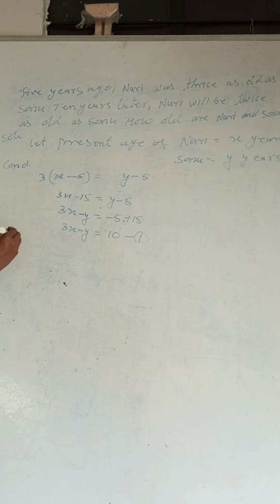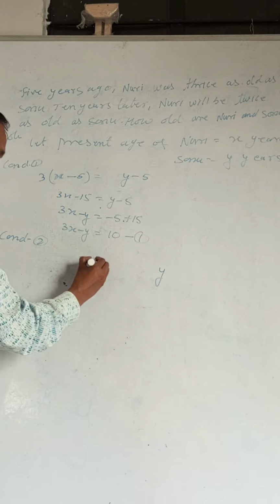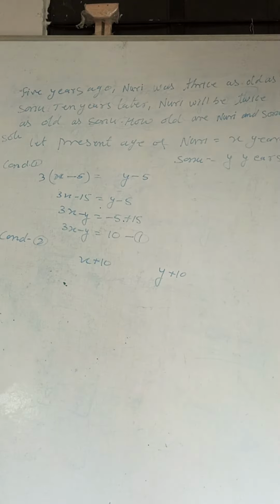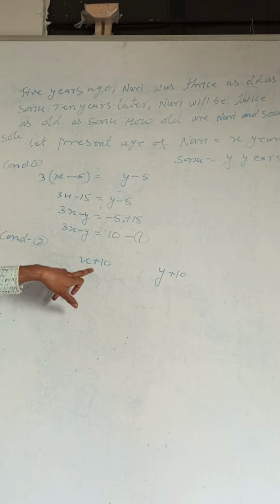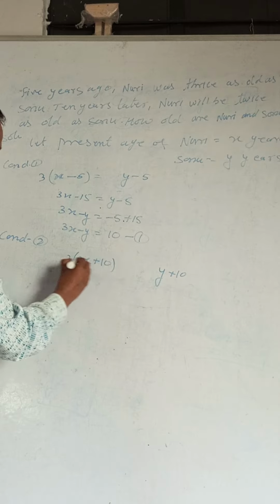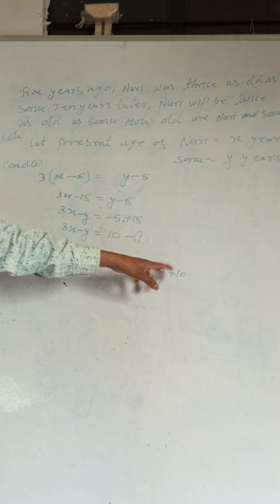Now condition number 2. What is in condition number 2? 10 years later. Now take x years and that is the y years. 10 years later means this also will increase by 10 years. This also will increase 10 years. Both will be increased 10 years. Nuri will be twice. This will become double and they will become as old as Sonu. So multiplied by 2, then it will become equal.